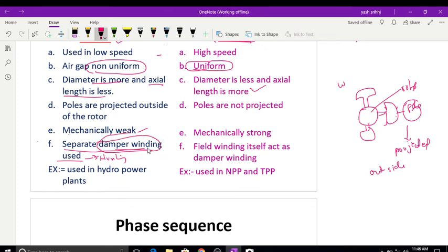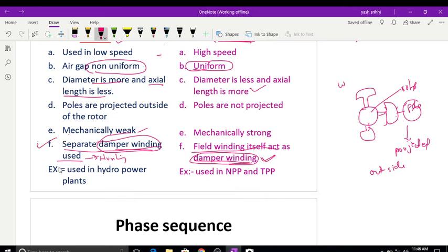To reduce the vibration, this damper winding is placed. And in the non-salient pole, the field winding itself acts as a damper winding. I will explain about the damper winding in the next slides. So what is the use of damper winding? This separate damper winding is not used in the non-salient pole, but in the salient pole, a separate damper winding is used.